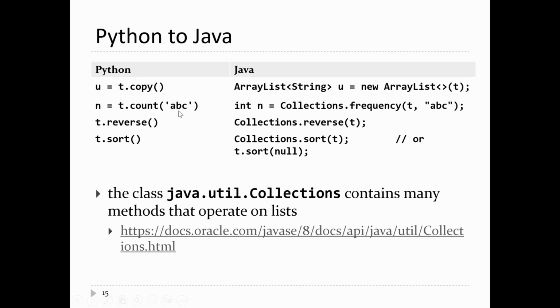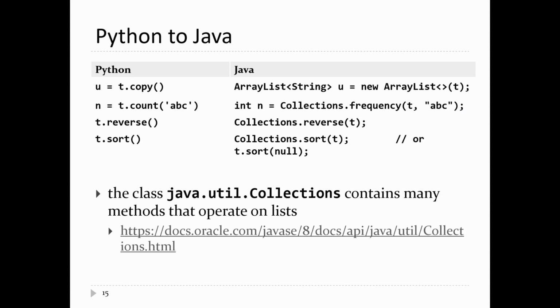If you want to count how many times an element appears in a list in Python, you can use the count method. In Java, there is no such method in the List or ArrayList types. So you have to find some other class that can count for you. It turns out there's this class called Collections in Java. And Collections contains a bunch of static methods that operate on lists and things called sets. So there's a frequency method that counts the number of times the string ABC appears in t.